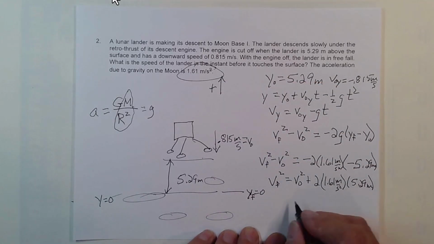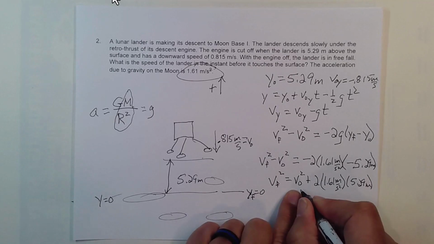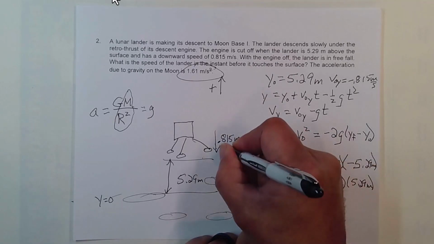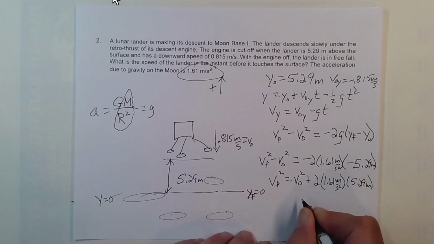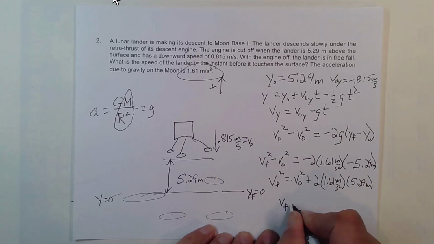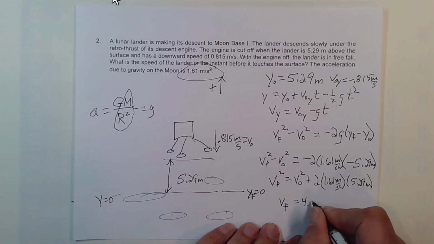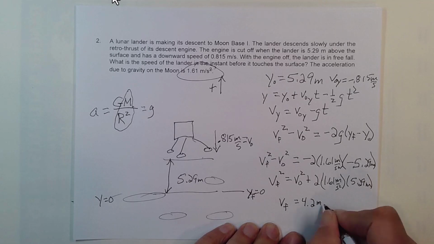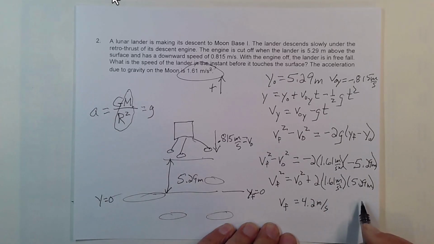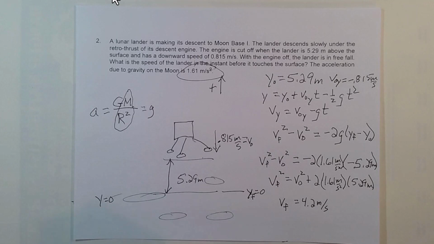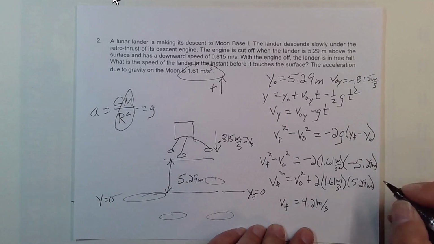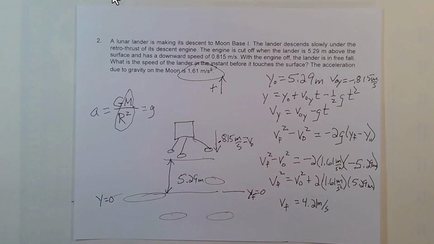But anyway, if you solve for v final, putting in 0.815 meters per second for v naught, you get v final in this case is equal to 4.2 meters per second. And let's see, we have enough information. We should be able to keep 3 sig figs on that. I think so. Let me see here. Looks like 4.21 meters per second.